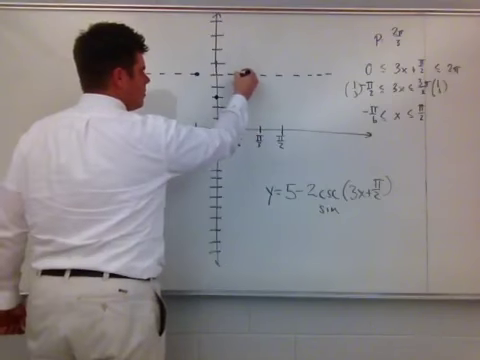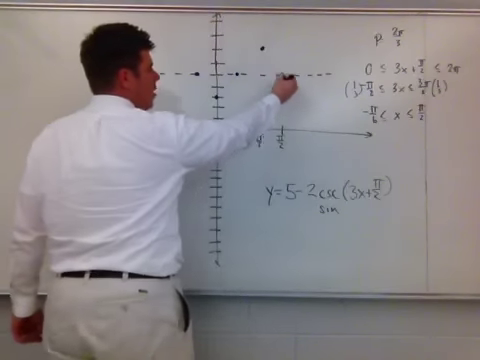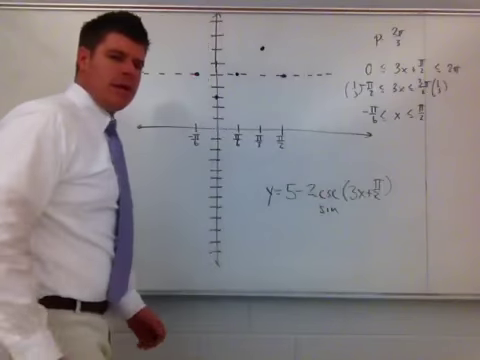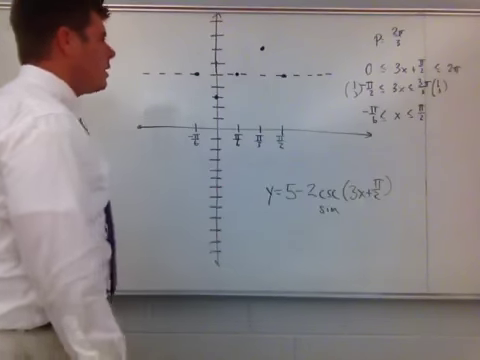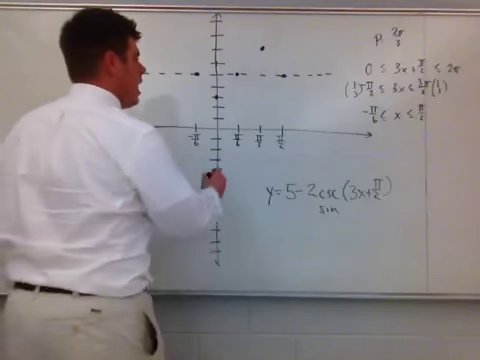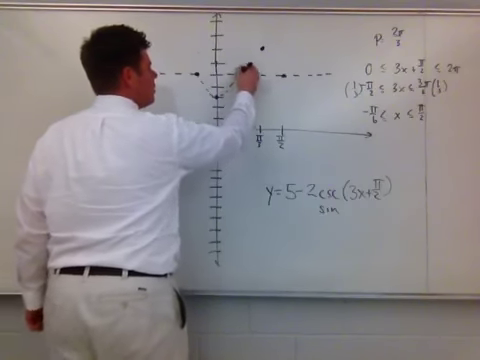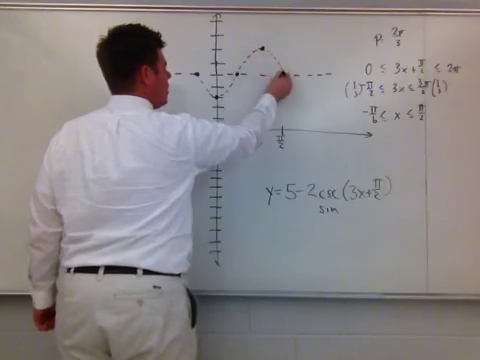Pi over 6 comes back to 0. Pi over 3 is now at a maximum. And then pi over 2 completes the cycle, taking me back to 0. So again, I'm graphing cosecant, but I'm going through sine. So I'm going to dash the sine function. So the sine function gets dashed. So there's the sine function dashed.